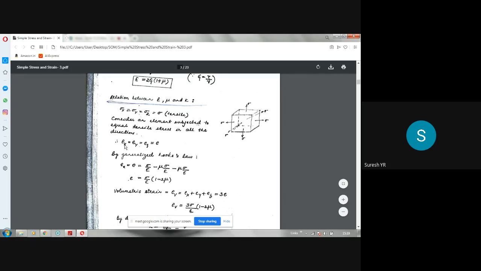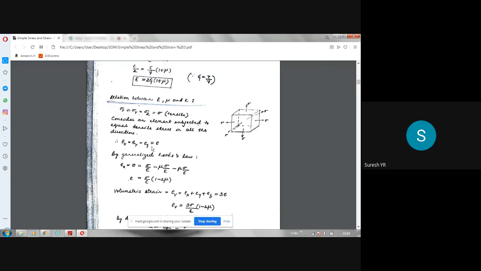So all are tensile stresses, sigma, and the strains in all three directions will also be equal. I will call them epsilon x, epsilon y, epsilon z, the strains in the x, y, z directions. They will also be equal, and I will take that as equal to e. Now let us apply generalized Hooke's law in the x direction. So according to generalized Hooke's law, the strain in x direction, epsilon x, is nothing but e here, equal to the linear strain in the x direction and the lateral strain in the y and z directions. Okay, that is the meaning.